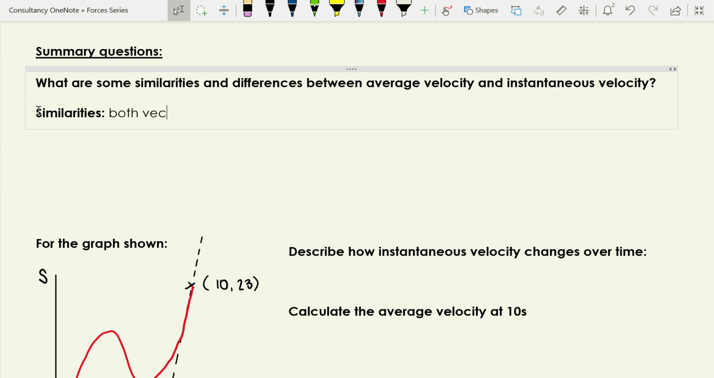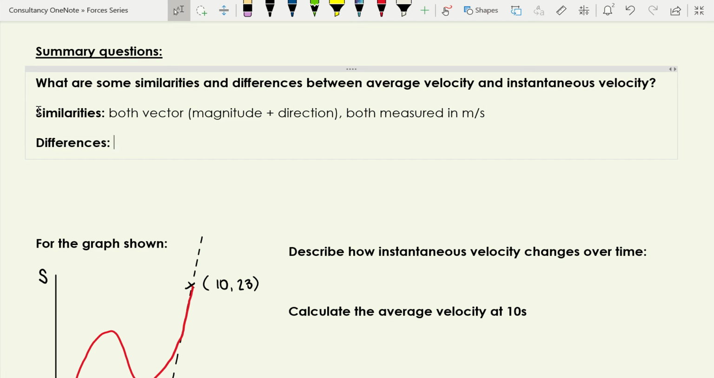So some similarities is they're both vector quantities, so they both have magnitude plus direction, and also they're both measured in meters per second squared. Second squared? No, they're not. Meters per second. That would be an acceleration if it was meters per second squared.